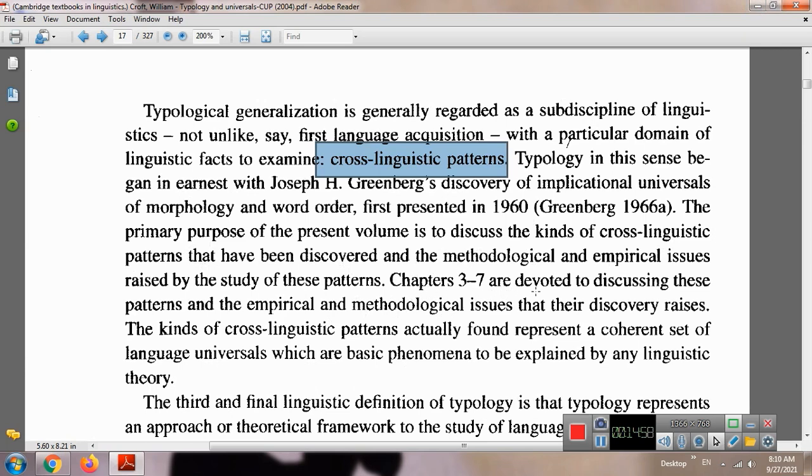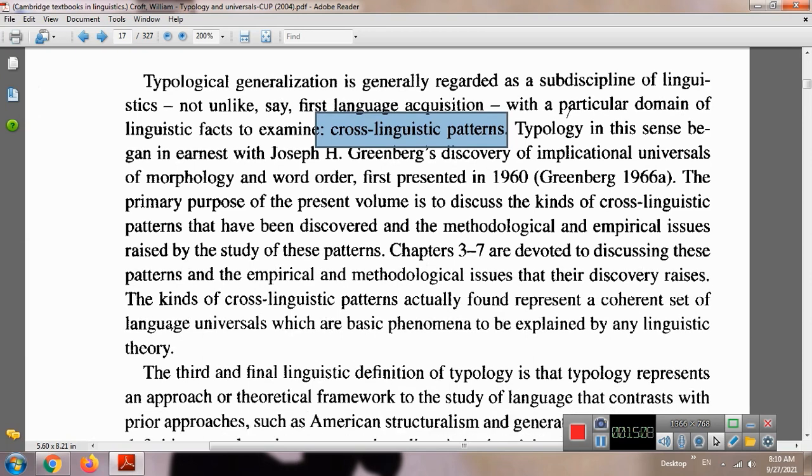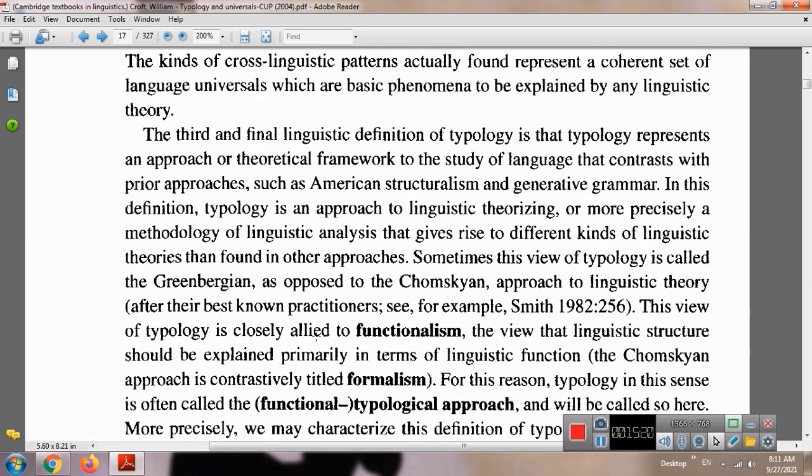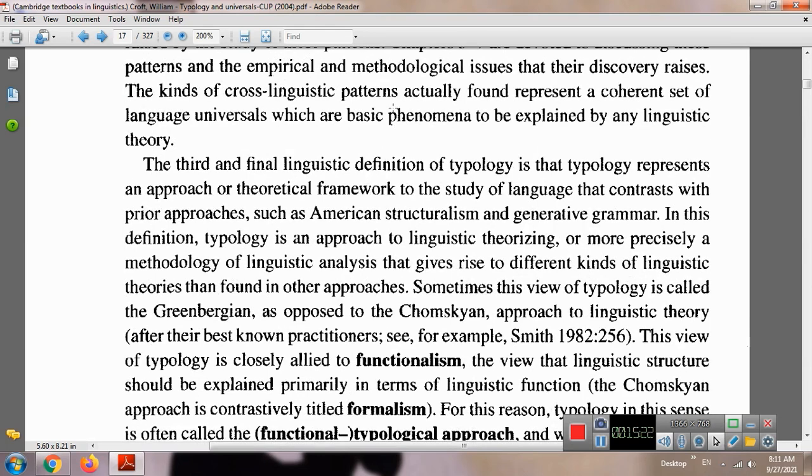Chapters 3 to 7 are devoted to discussing these patterns and the empirical and methodological issues that their discovery raises. The kind of cross-linguistic patterns actually found represent a coherent set of language universals, which are basic phenomena to be explained by any linguistic theory. That was the second definition of typology.